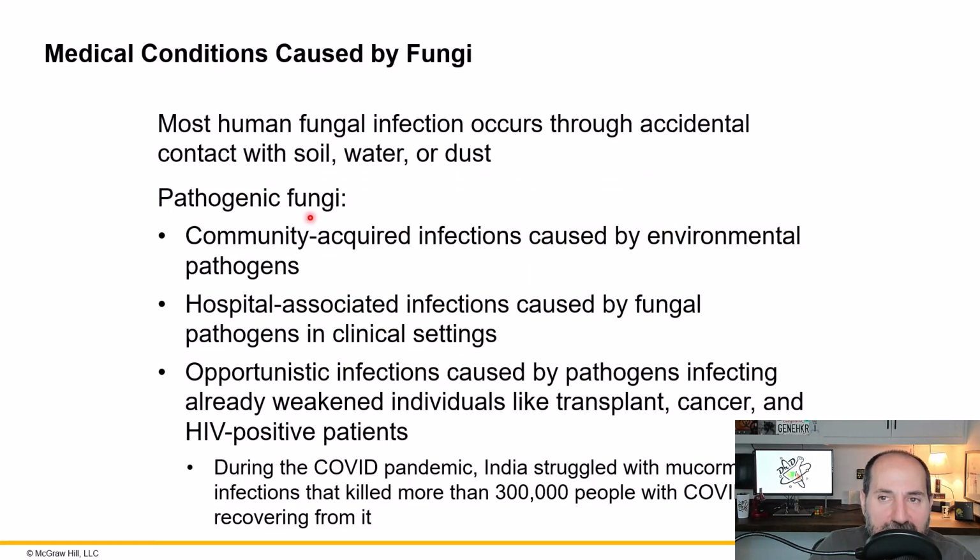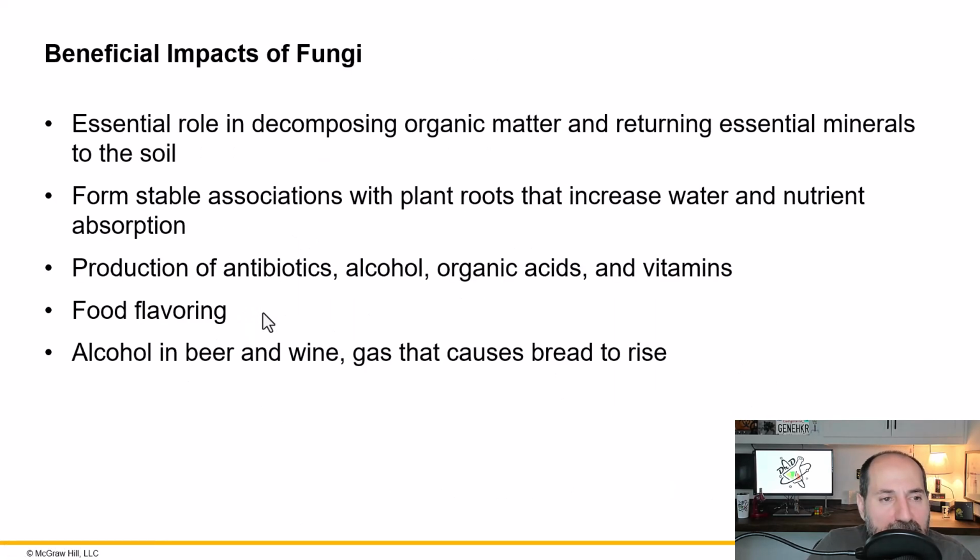Again, you have pathogenic fungi, which can cause disease, which acquire their nutrition by feeding off of living animals and plants. Okay. You should know that fungi have an essential role in decomposing organic matter. Decomposing organic matter is essential in the ecosystem for returning essential minerals to the soil. Beneficial fungi can form associations with plant roots that increase water and nutrient absorption. Beneficial fungi can give us antibiotics, alcohol, organic acids, and vitamins. They can provide us with food flavoring. And like I said, they can be used in the production of beer and wine, and they can be used in the production of bread as well. So these are some beneficial impacts of fungi.